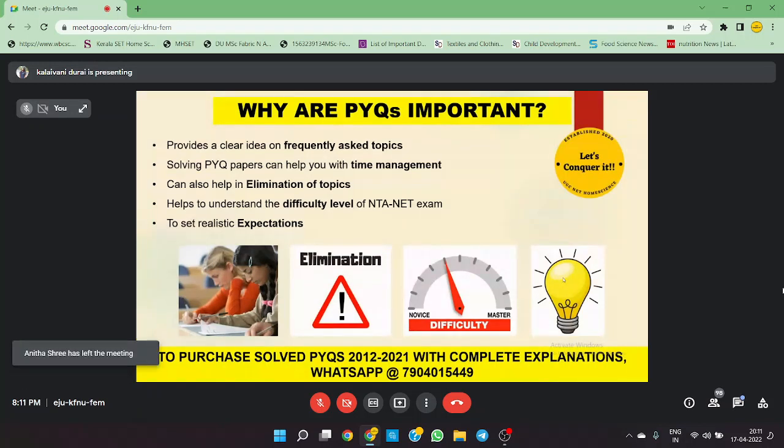And next, you can set your expectations. जैसे, even though we put in a lot of hard work, time and everything, you'll always be good in one of the papers higher than the other. If you take me, I'm good in paper 2 more than paper 1. But how did I come to know this? Because I do PYQs of paper 1 also and paper 2 also.